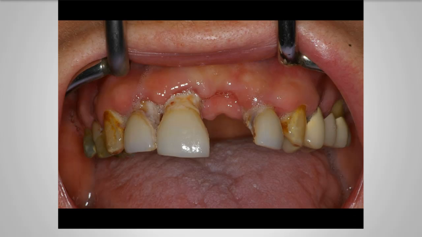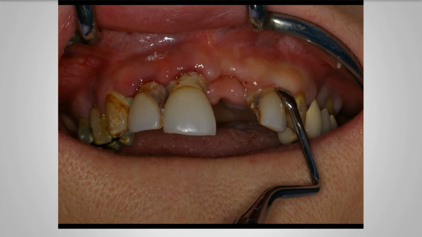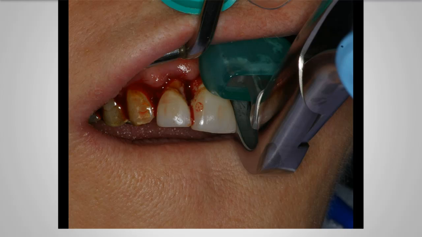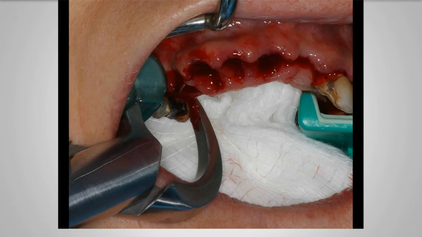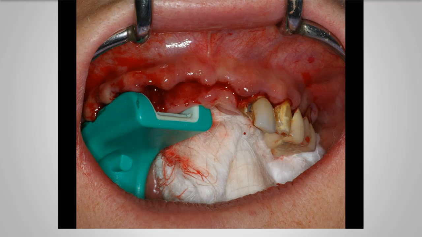Here we see a palate-free metal reinforced overdenture. So we see the before and after. Immediate extractions, grafting, leveling, and immediate dentures with implants.